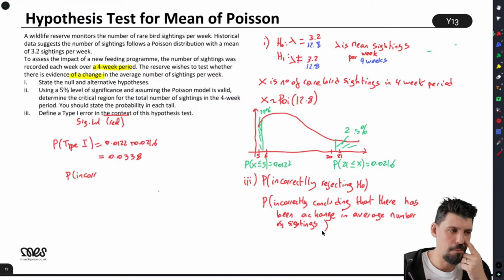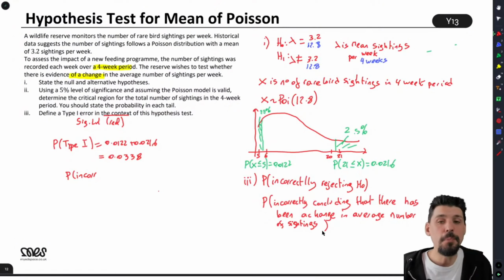That's a lot of words for a mathematician to write. But do be aware of this idea of context. All right, we need context. So put it in the context of this question. Okay, but that is the rough breakdown of how we're going to set up a hypothesis test for Poisson.